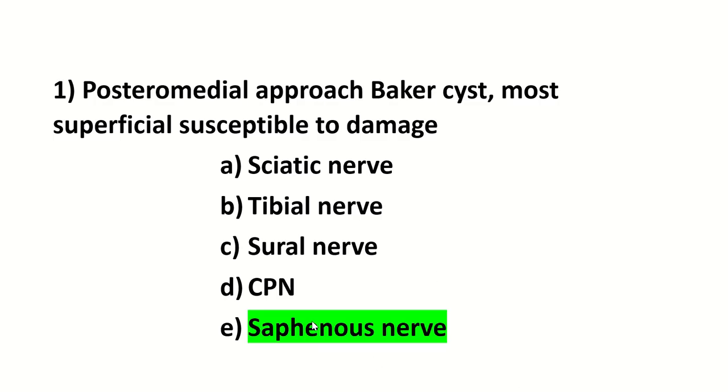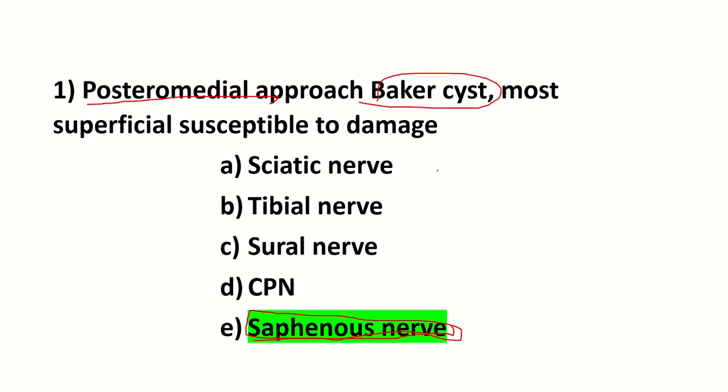It is the saphenous nerve. Two important structures: one is the saphenous nerve, another is the greater saphenous vein. They lie just under the skin, above the deep fascia, or superficial to the deep fascia. So there is a chance of damage to the saphenous nerve during the posterior medial approach of the Baker cyst excision.